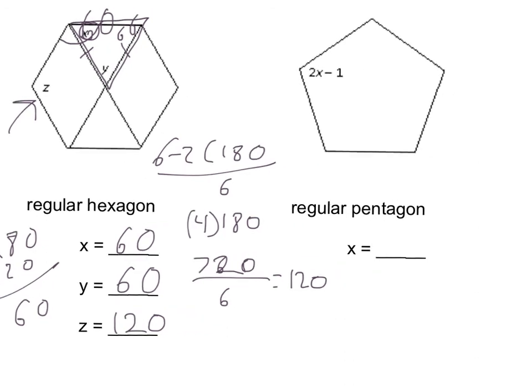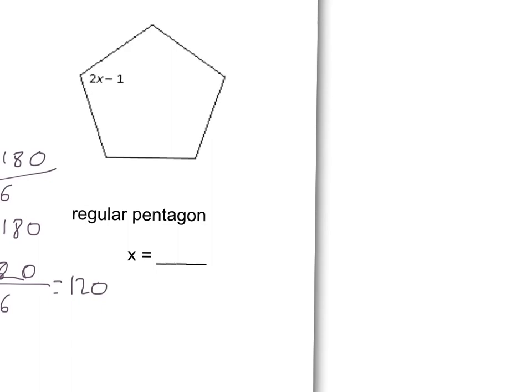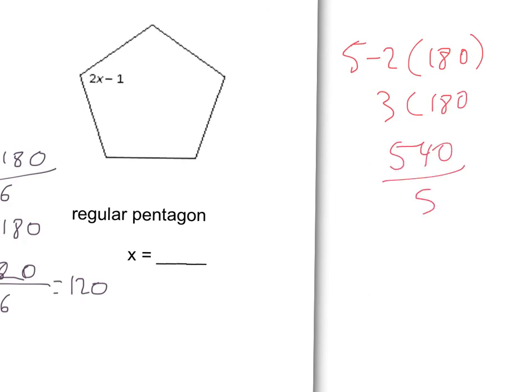Okay, and the last one from our review, so here we have a pentagon, which is regular, so all the interior angles are the same. So we have 5 minus 2 times 180, which is just 3 times 180, and we get 540. Now we divide that by the number of angles, so each angle is going to be equal to 108.